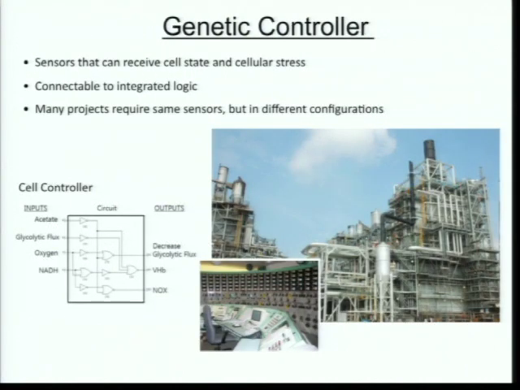Okay, so first, the basic idea of the genetic controller is to have a set of sensors that are responding to environmental stress, sensing the cell state, sensing cellular stress as well. And then you have circuitry that's integrating that information, and then you're controlling different aspects of what's happening in the cell.